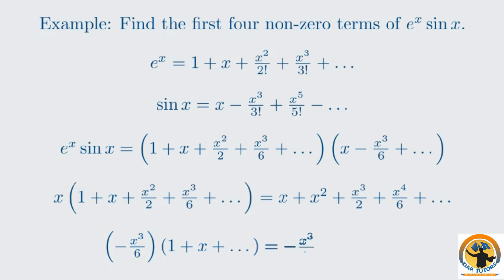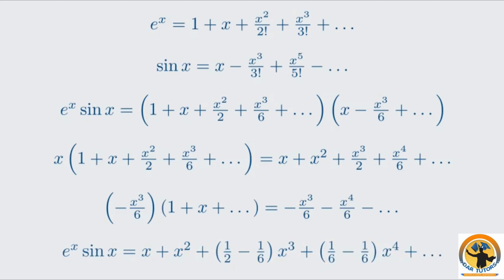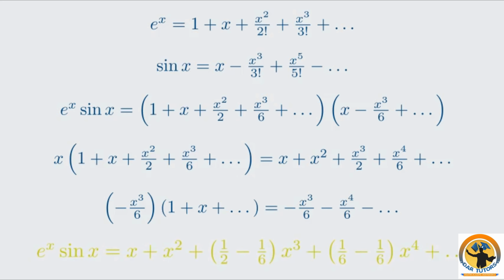We only need to go up to x to the 4th, as higher powers will not contribute to our first four non-zero terms. Now we add these two results together and collect like terms. The x term is just x. The x squared term is just x squared.